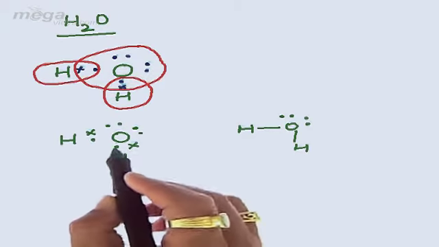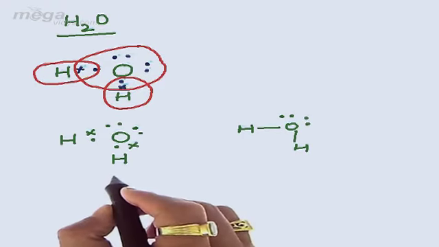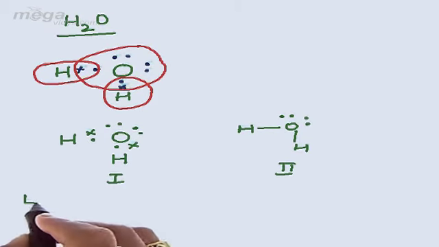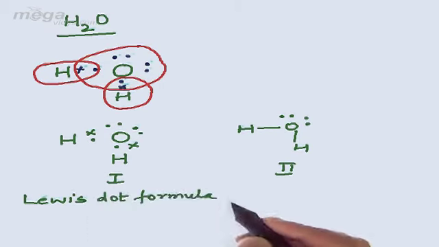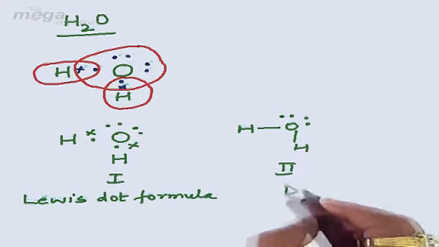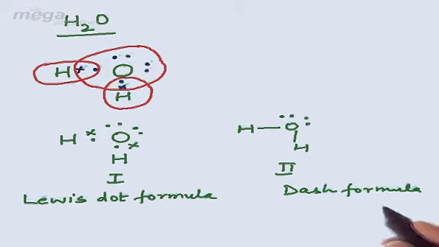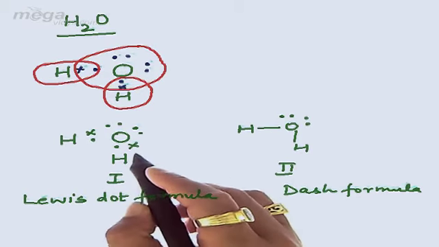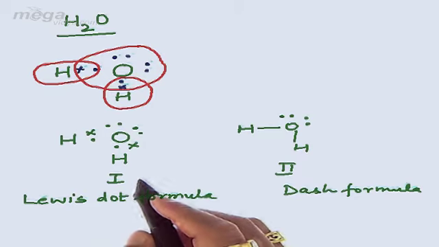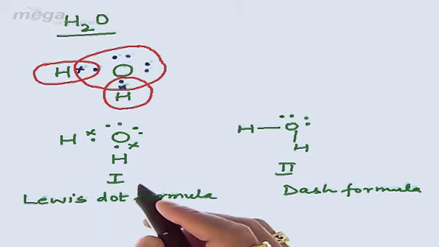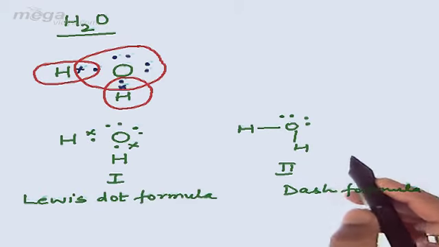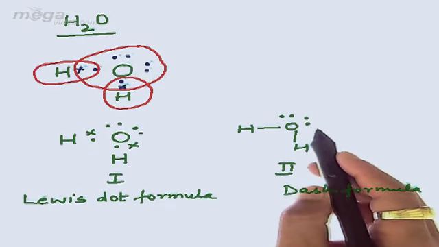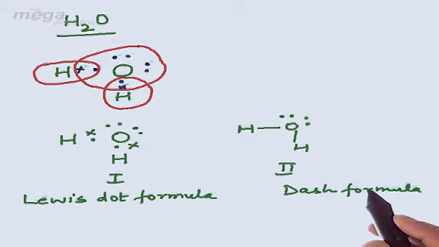Comparing these two, let us call the first one first and this one second. The first structure is representing the Lewis dot formula, while the second is representing the dash formula. I would like to make you aware of a fact: whenever we represent a molecule only through electrons or dots, we call it a Lewis dot formula. And whenever we use bonds to represent a molecule, also showing the available lone pairs, we call it a dash formula.